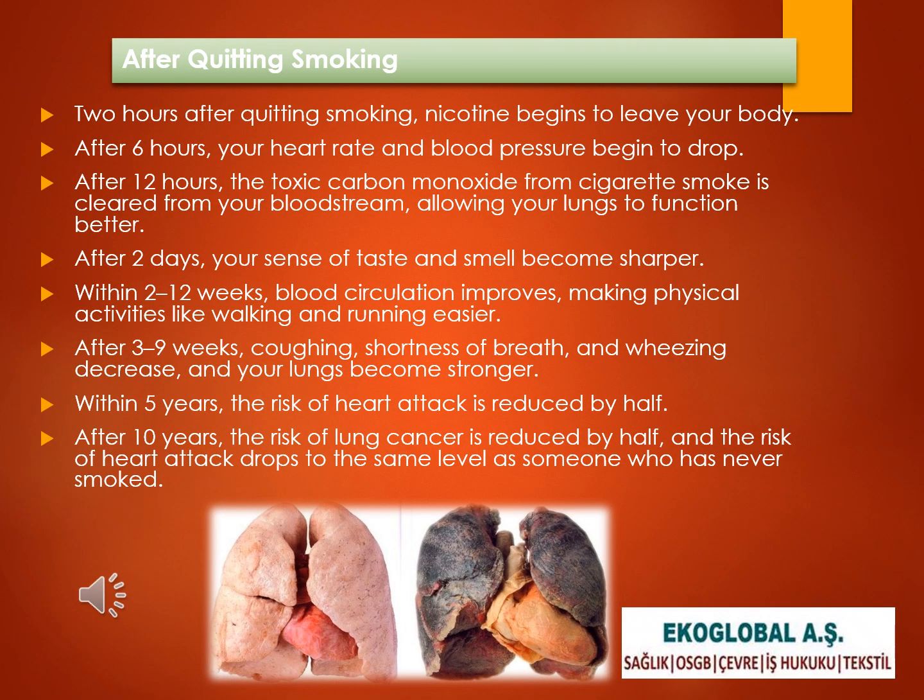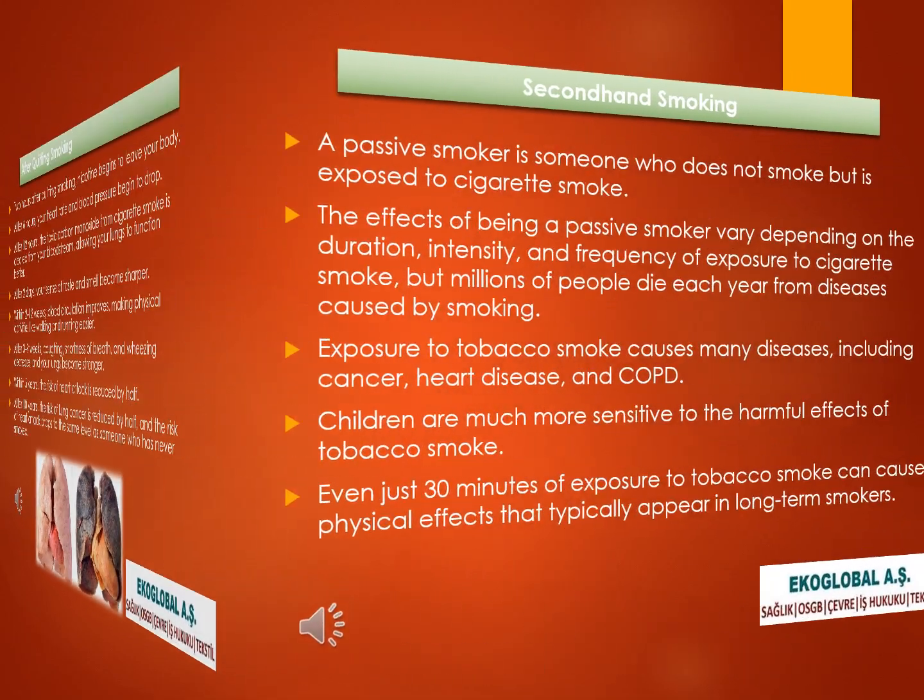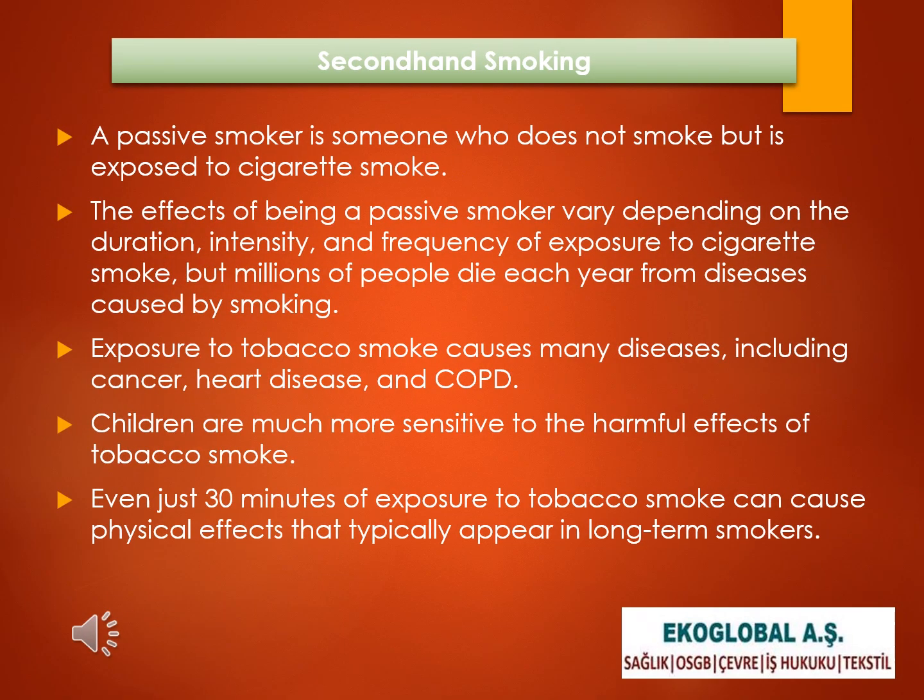Within hours, nicotine declines. Within days to weeks, senses and circulation improve. In months, coughing and shortness of breath decrease. In 5 to 10 years, major disease risks drop substantially. A passive smoker is a non-smoker exposed to smoke. Exposure increases risks for diseases including cancer, heart disease, and COPD. Children are especially vulnerable, and even short exposures can have harmful effects.